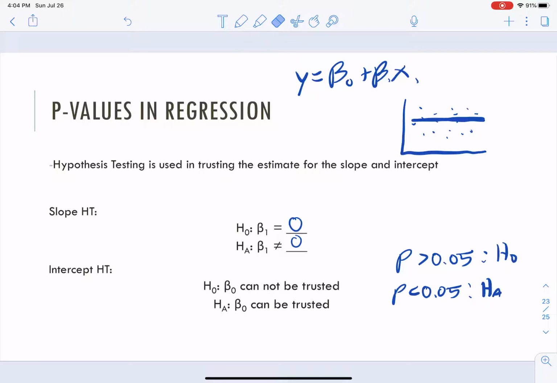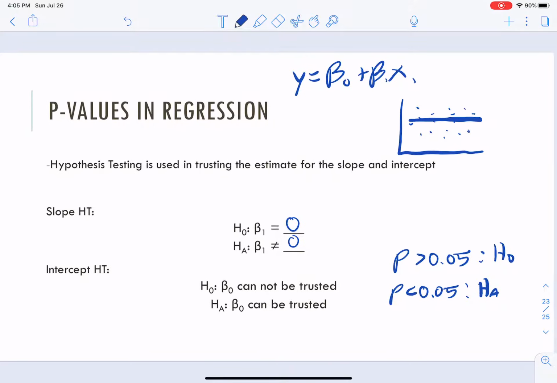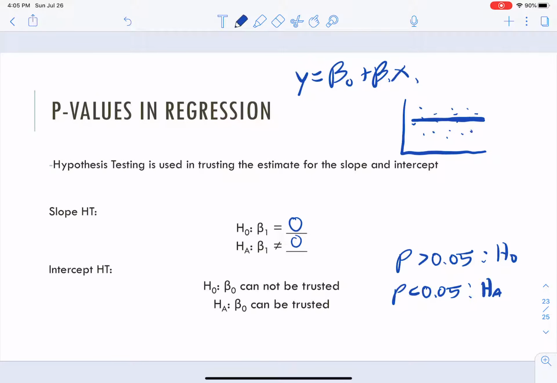And that we cannot trust the value that gets spat out here. If our p-value, though, is below 0.05, then we'll say that it's not 0, and it's going to be something else. So a slope of not 0 can look like this. It can look like this. It can even look like that, where it's very subtle, but it's not totally flat. So that's what we're doing here. Now, what can we do with this equation?